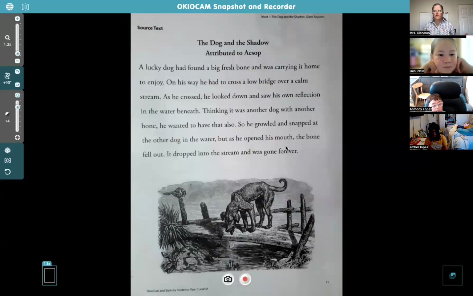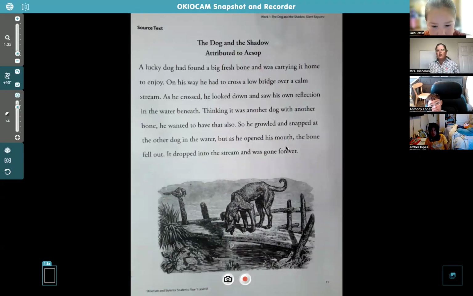What can we learn from this story? Don't be greedy. Good. Don't be greedy. That's a really good one. That's true. Don't be greedy. Don't be selfish. Because he already had a bone. And then he thought he saw another bone and he wanted that one too. It's like one wasn't enough for him. He wanted another one. Genevieve?